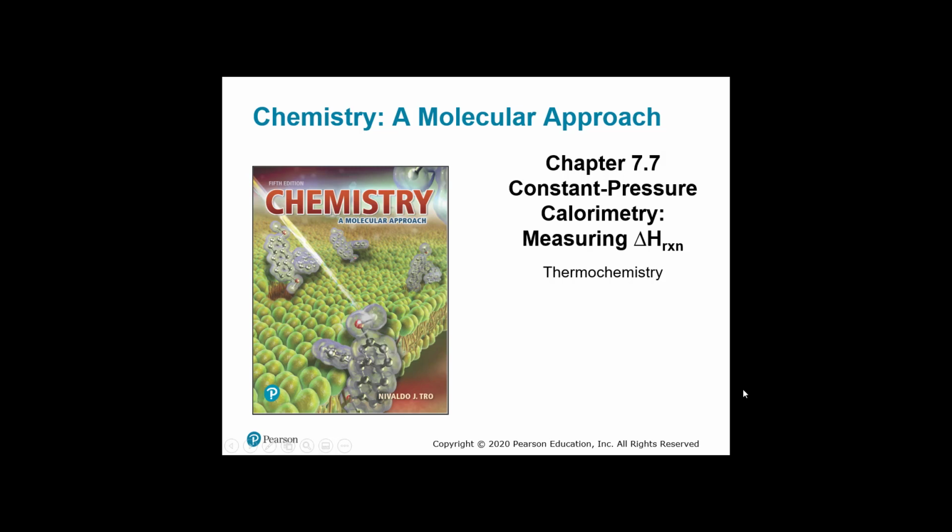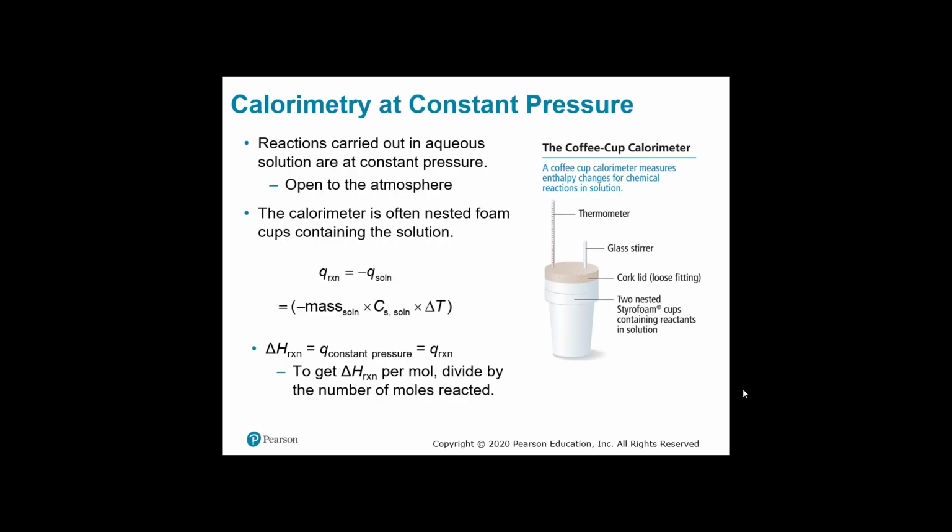Hi class, we're now on chapter 7.7. We're still continuing with constant pressure calorimetry, and this is measuring, pretty much, it's easy just to say delta H. Constant pressure calorimetry is something we've already talked about, so we're just elaborating on words and definitions of this stuff, but you by now should be comfortable doing the calculations.